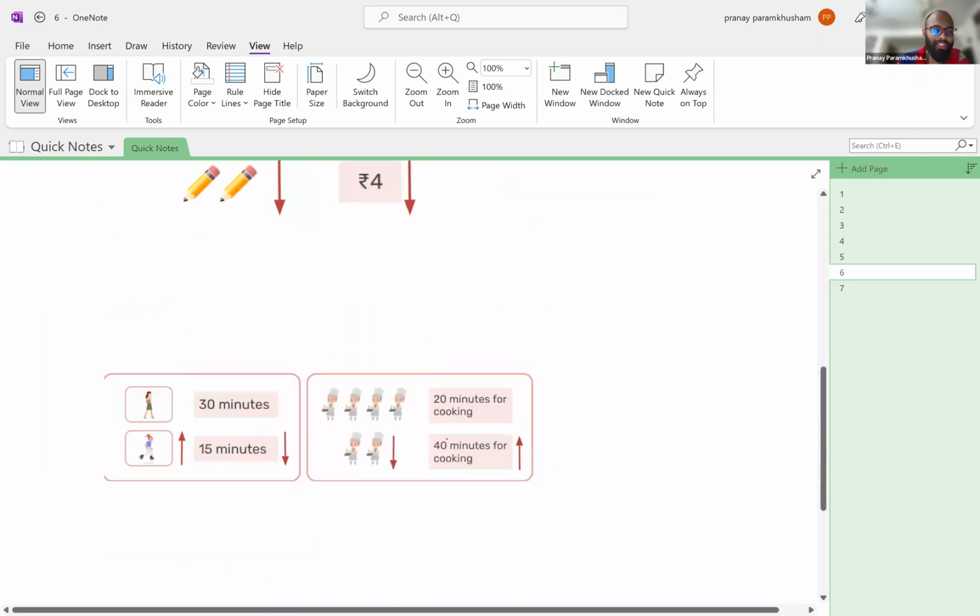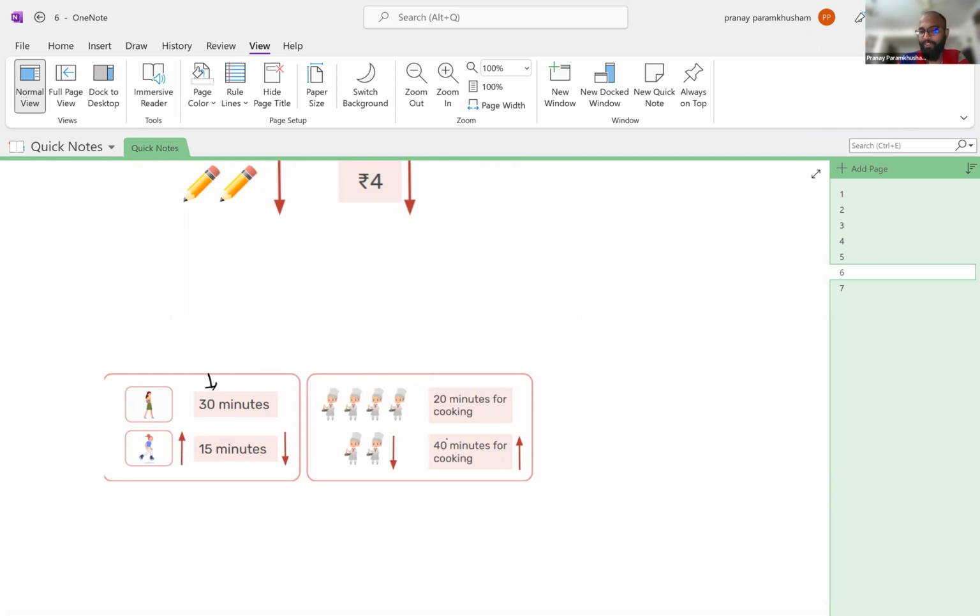Now you see here. A girl is walking. She took 30 minutes to reach. And then it's 20 minutes. So 20 minutes for cooking, 40 minutes for cooking.